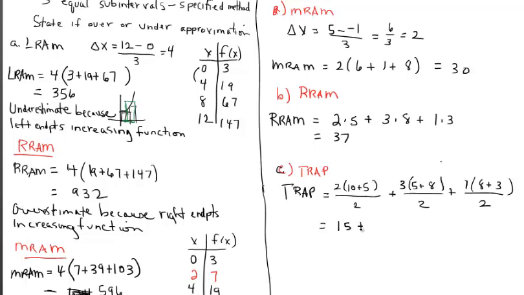Looks like I'm going to have 15, plus 39 halves, plus 11 halves. And these will collect to 50 halves. Oh, that's nice. That's 25. So it looks like my approximation using the trapezoidal method is 40. And that's probably going to be the most exact, closer to the actual. So a review of the RAMs and the trapezoidal method.